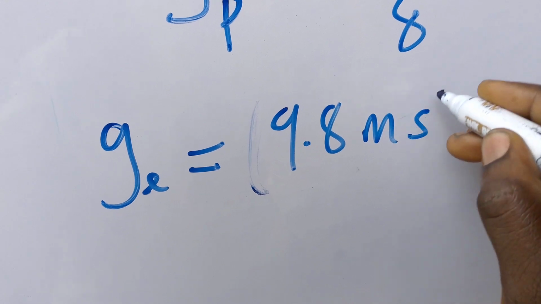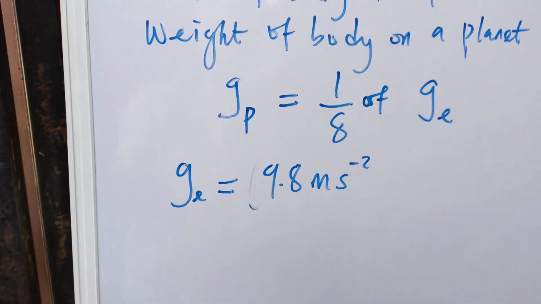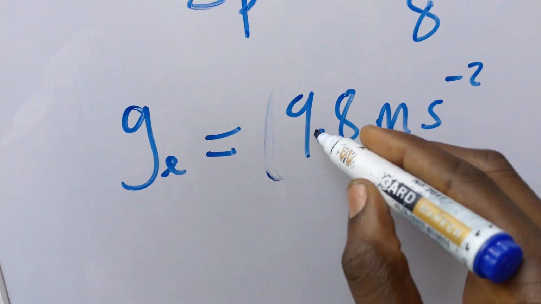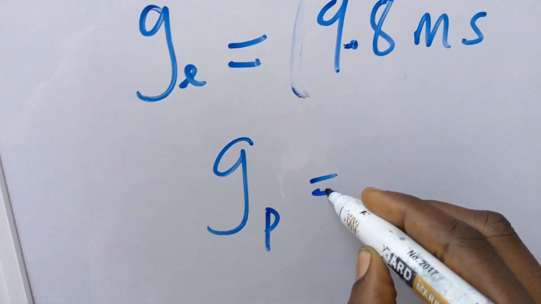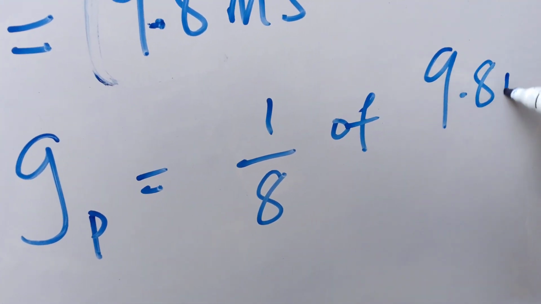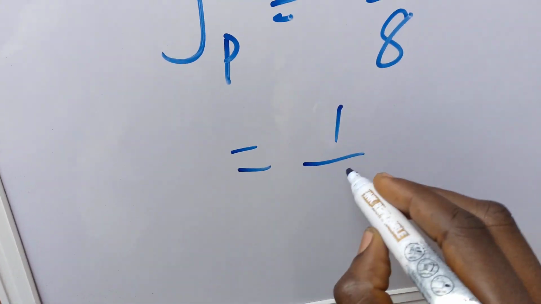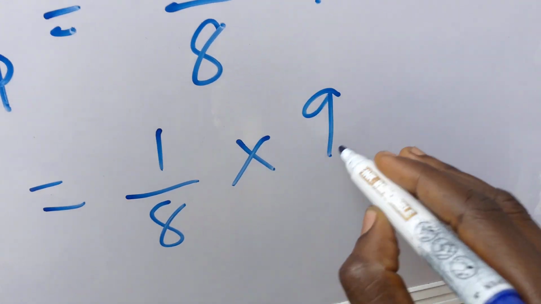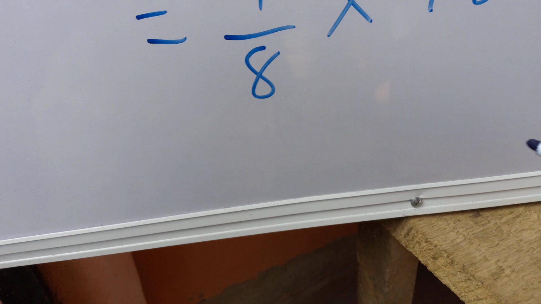Okay, and we know that the pull of gravity on the earth's surface is 9.8 meters per second square. It then means that the pull of gravity on the planet will be equals to 1 over 8 of 9.8 meters per second square.